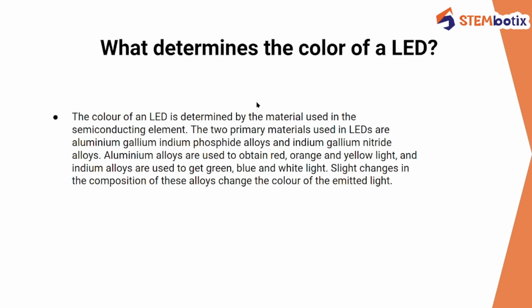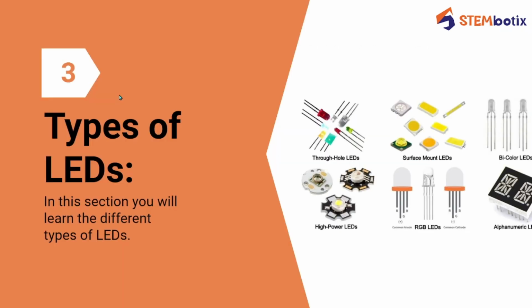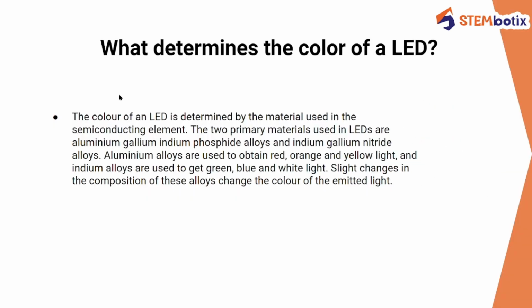Now, what determines the color of LED? As I said earlier, there are so many different types of LEDs available in the market. So, on what scale are the LEDs differentiated as a red LED, green LED or blue LED? The color of an LED is determined by the semiconducting material used. The basis of these diodes is the semiconductor materials, so the semiconductor material will decide the color of the LED.